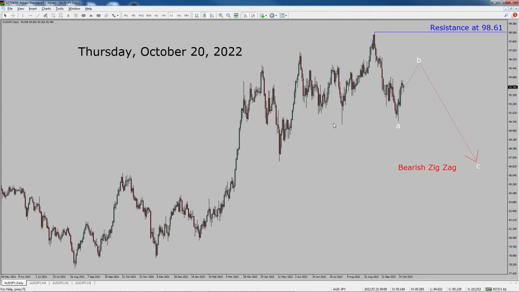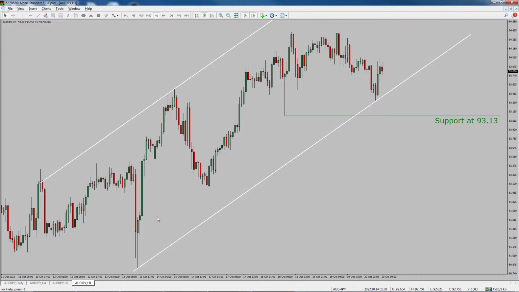However, we need a confirmation. I mean, we can't just take a sell just because we think price is going to drop. We need some sort of confirmation, like an entry or trading trigger, before we pull the trigger. We need some kind of confirmation first.